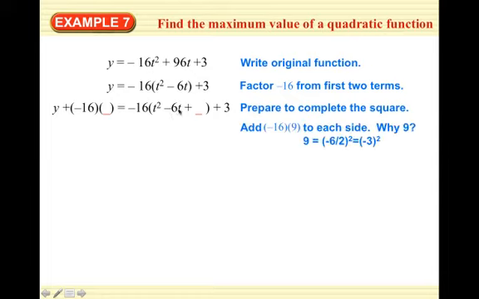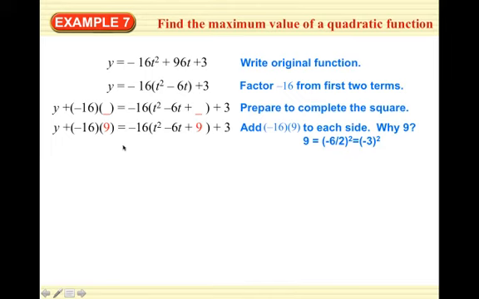Okay, so let's figure out what value we need. It says add negative 16 times 9 to each side. Well, where are they getting the 9? Well, the 9 is the negative 6 over 2 squared, which is negative 3 squared. And so we're going to fill in 9 in this blank, and we're going to fill in 9 in this blank. So on this side, we will be adding negative 16 times 9, and on this side, we'll be adding negative 16 times 9. Okay, so we're filling in the blank with the 9 because that's our b over 2 squared.